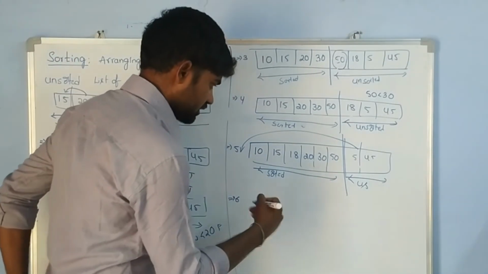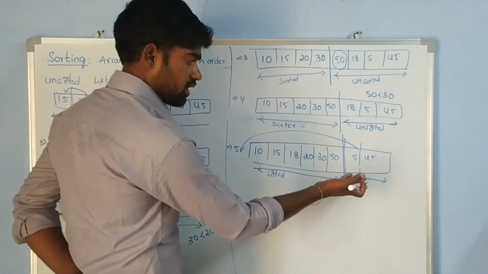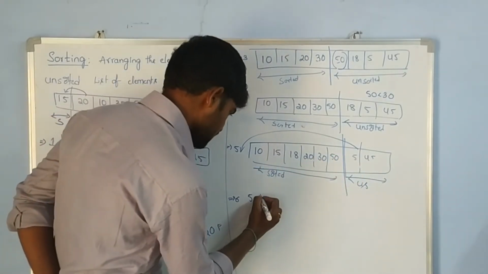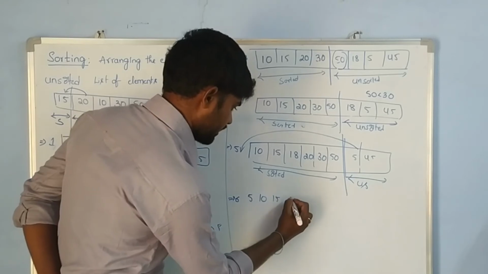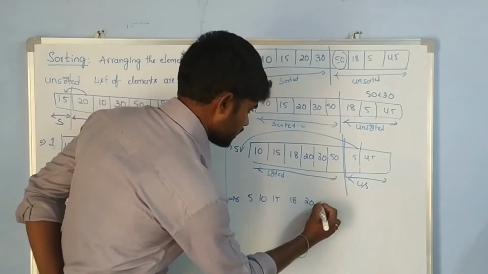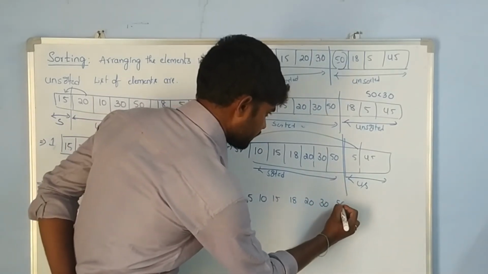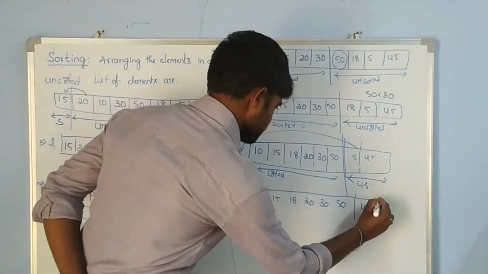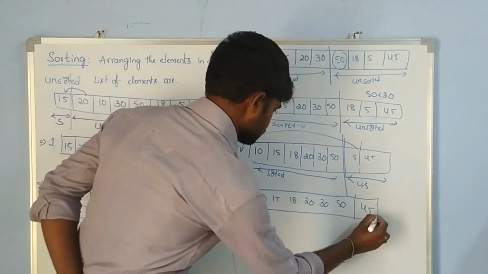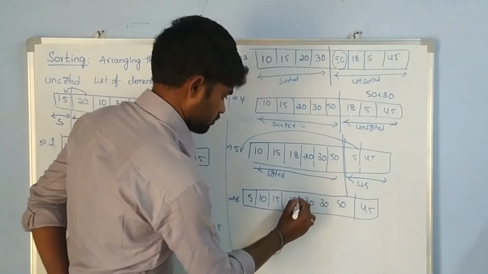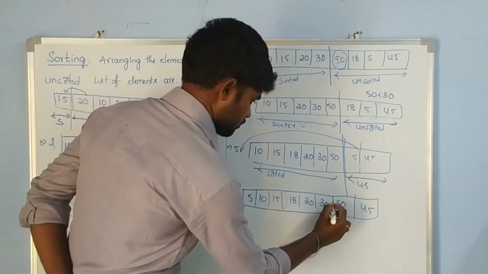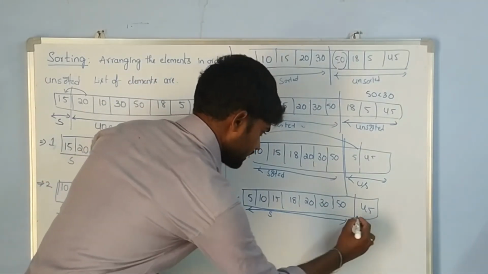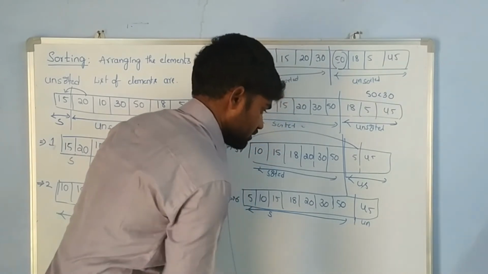So after moving the 5 into the sorted portion, the list of elements in the sorted portion is 5, 10, 15, 18, 20, 30 and 50. The remaining element, 45, is in the unsorted portion. Now these are in the sorted portion and this is in the unsorted portion.